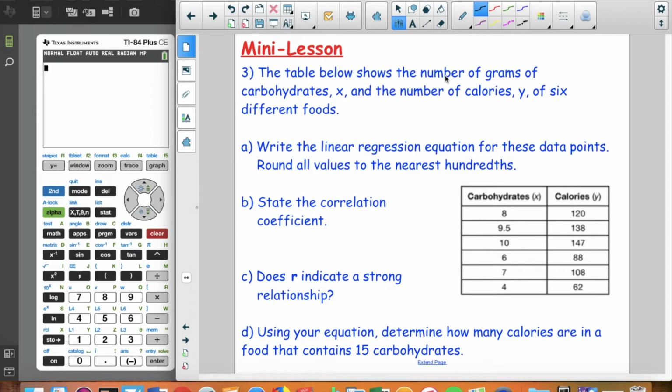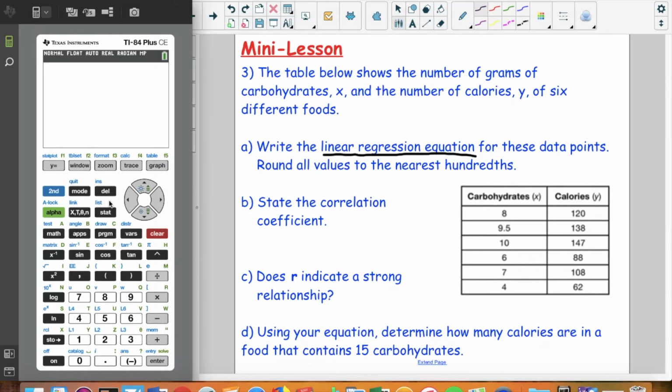So it says the table below shows the number of grams of carbohydrates, X, and the number of calories, Y, of 6 different foods. Write the linear regression equation, I'm going to underline that, for these data points. Round all values to the nearest hundredths. Whenever a question says write the linear regression equation, the only way you could do it is with your calculator.